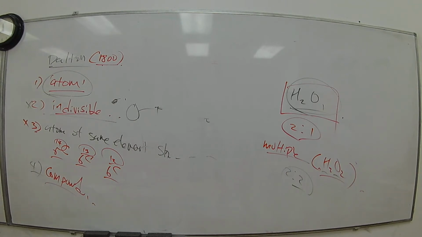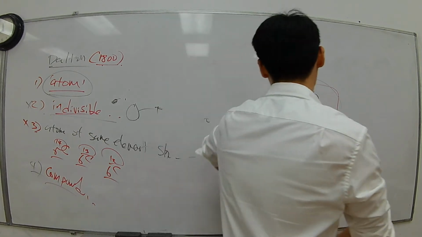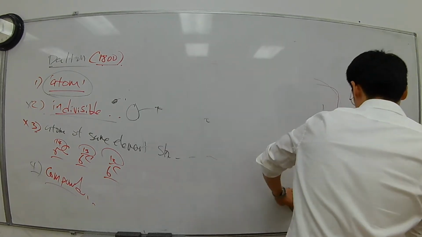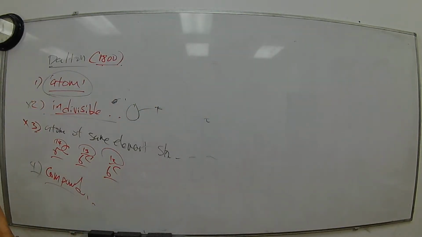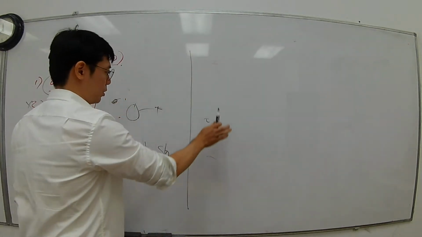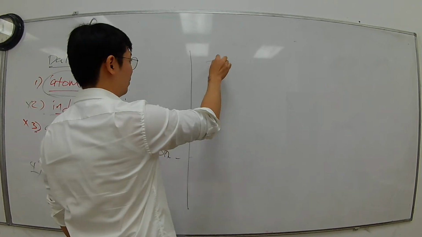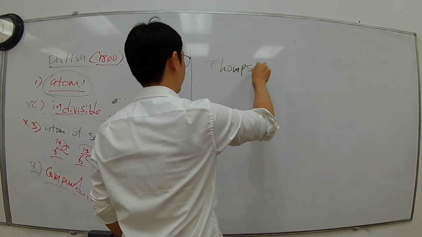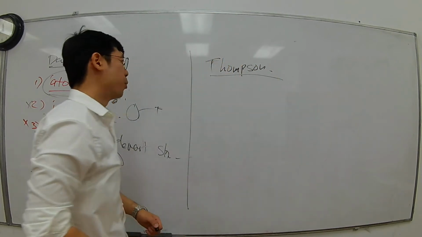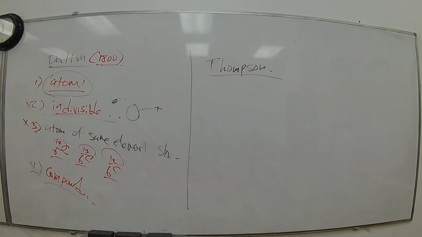And next guy. The reason I mention these guys is that some of them I've seen on the AP exams. That's why I'm talking about this. So the next guy, which I also don't think is really important to spend so much time on, is Thomson. Thomson's model is important, but we know for a fact it's incorrect.